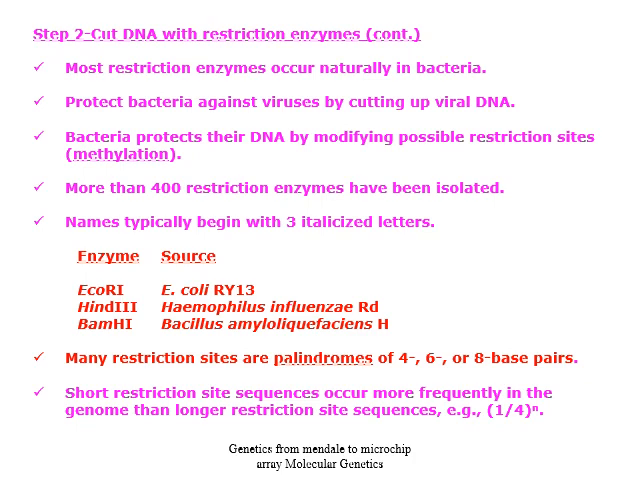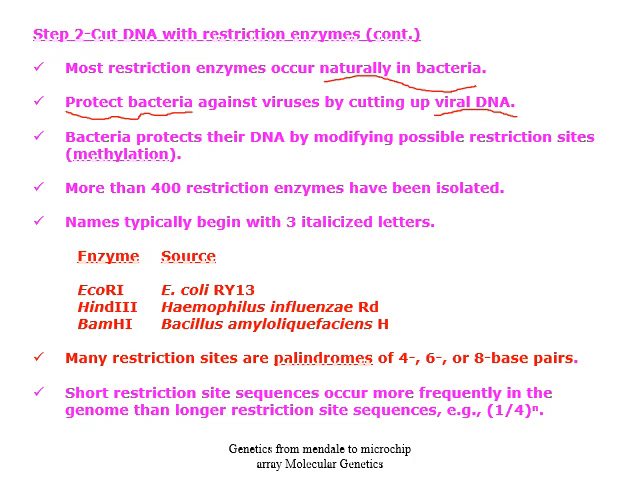Most restriction enzymes occur naturally in bacteria. They protect bacteria against viruses by cutting up viral DNA. It is one of the methods of self-protection of bacteria against the bacteriophage: they cut the DNA of the bacteriophage to defend themselves. Bacteria protect their own DNA by modifying possible restriction sites through methylation, changing the DNA to protect it.